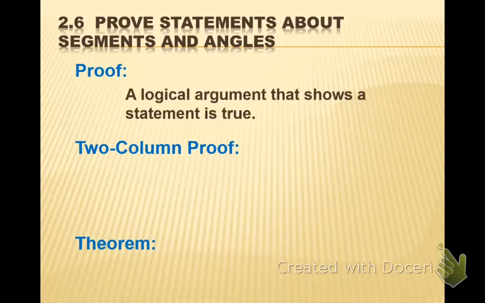Definition of a proof. Again, some vocabulary that you got to make sure you remember. Definition of a proof is a logical argument that shows a statement is true. Okay? A logical argument. Could also insert the word sequential. A logical, sequential argument that shows a statement is true. A lot of different types of proofs.